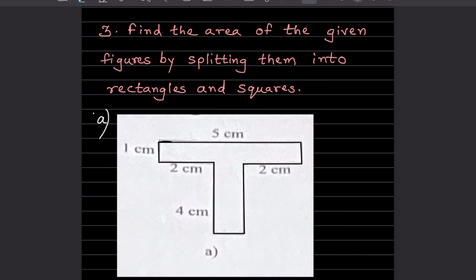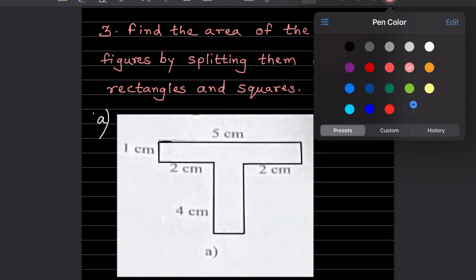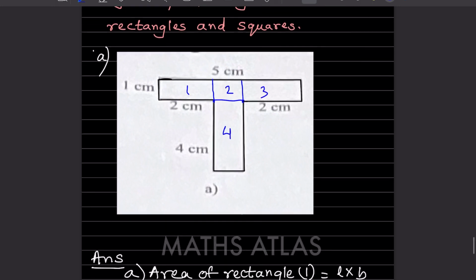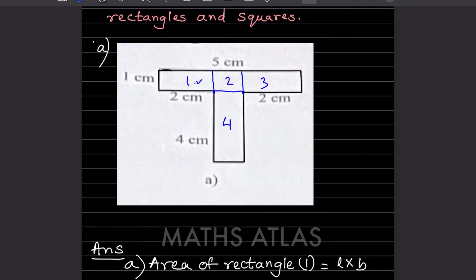So now what are you going to do? You will do one thing. You will just put here, see, I will just do like this. So you can make it 1, 2, 3, 4. Anyways, so now what happens here? This is one figure here. Then this will be the area of this one, then area of this one, and area of this one.